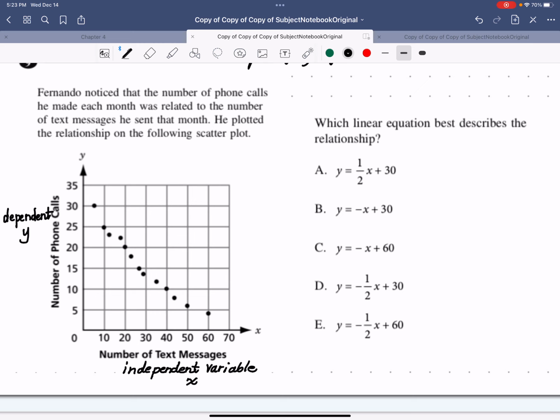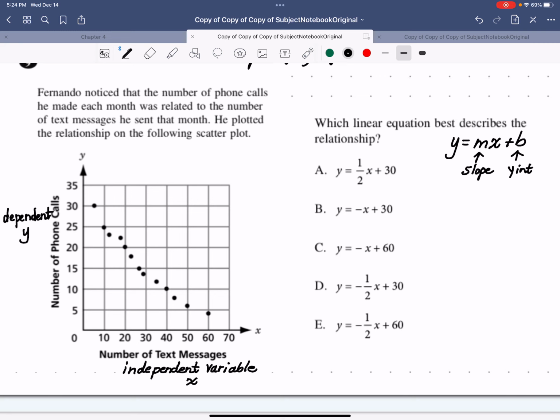The good news is that all of these answer choices are in slope-intercept form, which is the form y equals mx plus b, where m is your slope and b is your y-intercept, or in other words, where does this equation touch the y-axis? Well, it doesn't touch the y-axis that I can see. Let me not rule out anything. Let me just work the problem.